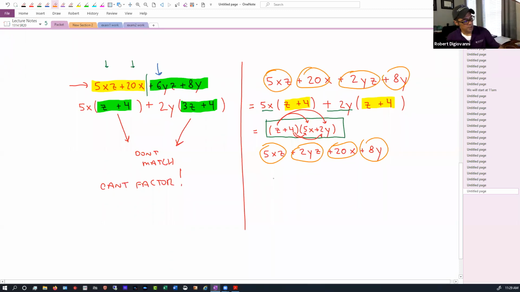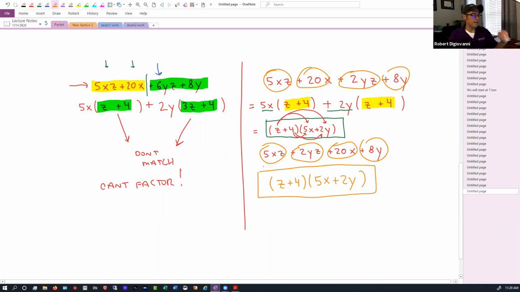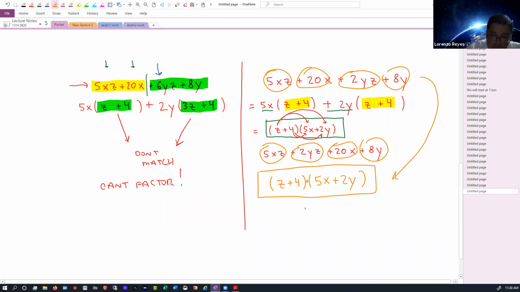Yes. So our answer, z plus 4 times 5x plus 2y. This right here is the factored version of the original problem. Factored because we now have multiplication between.